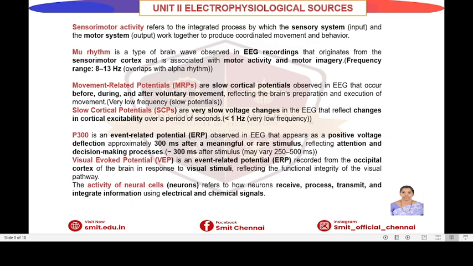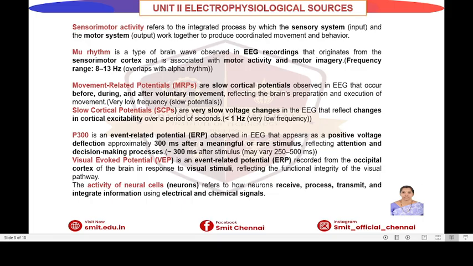Here, your second unit consists of electrophysiological sources, that is the sensory motor activity. So what does sensory motor activity mean? The sensory system will act as the input, and your motor system will act as the output. So they work together to produce coordinated movement and also behavior of the brain.